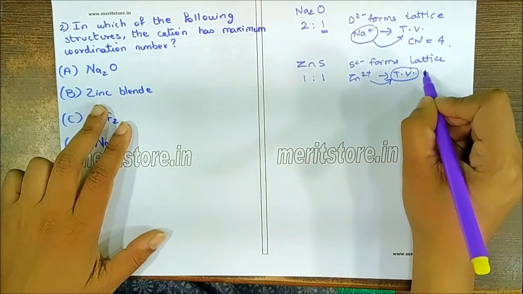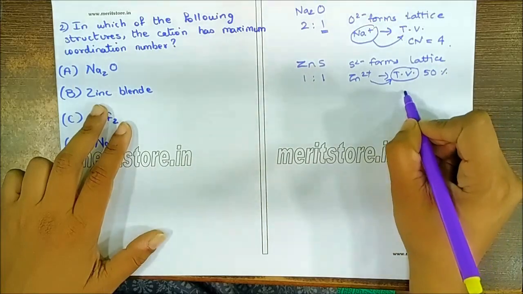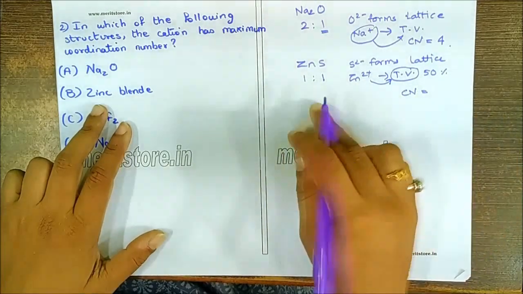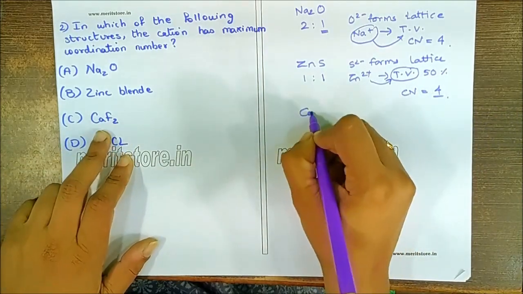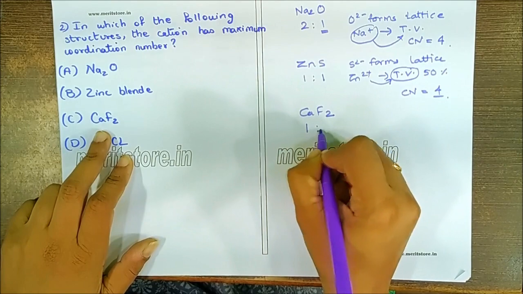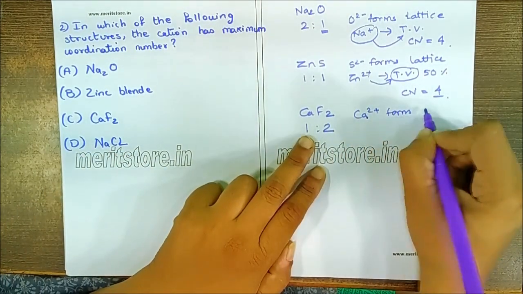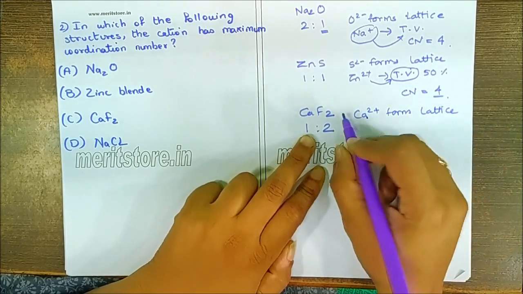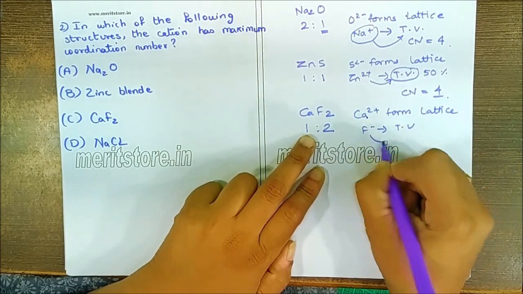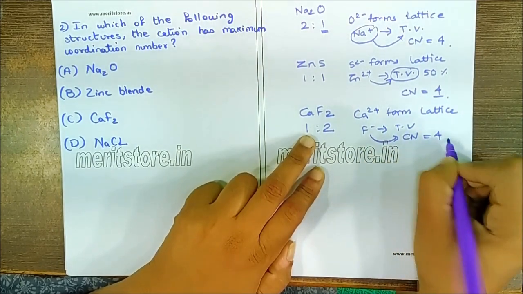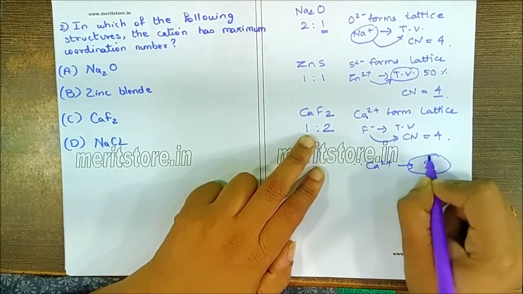That indicates it occupies 50% of the tetrahedral void. So if it is 50% of the tetrahedral void, then the coordination number of this again has to be 4. In case of the next option, CaF2, the ratio is 1:2. Here 1 is calcium, so Ca2+ will form the lattice, and the F- ions go in tetrahedral voids. So if F- goes in tetrahedral voids, the coordination number of F- is 4. Therefore, according to the ratio, calcium has the coordination number 8.